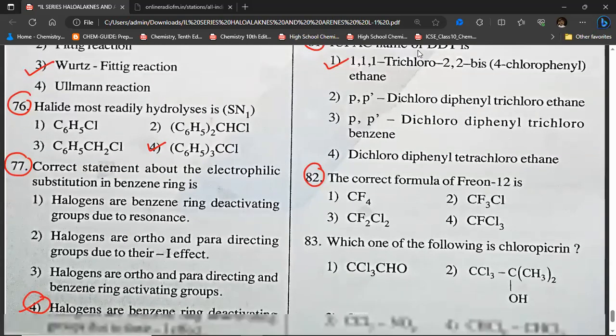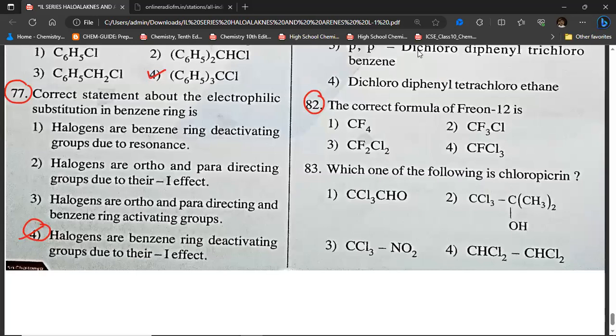The correct formula of Freon 12: for Freon 12, the carbon number minus 1 is 0, and how many fluorines are there? The number of fluorines should be 2. In that case, we have the third option for 82, which is the right option. Carbon number, hydrogen number plus 1, and fluorine number, the minus 1 rule always works. So Freon 12 is nothing but CF2Cl2.